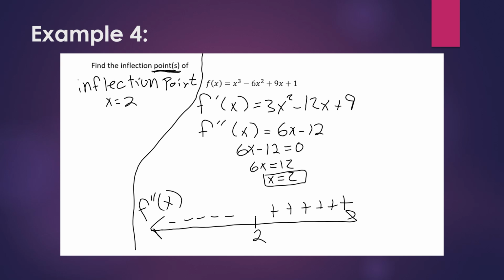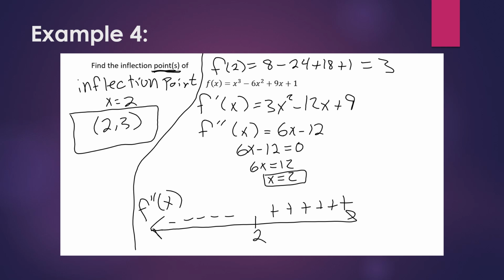Now, depending on who your teacher is, they might actually want the point. We're just getting one coordinate, we get x. But where is this? What is the y value? If I want the y value, I need to look at f of 2. So it's going to be 2 cubed, 8, minus 6 times 2 squared, so that's minus 24, plus 9 times 2, that's 18, plus 1. So let's take a look at that. 8 plus 18 is 26, plus 1 is 27, minus 24 is 3. So it would be at the point (2, 3). So when they ask for an inflection point, you should give a coordinate pair, but some teachers are more relaxed than others when it comes to that.